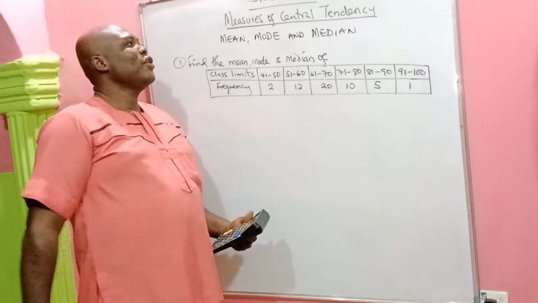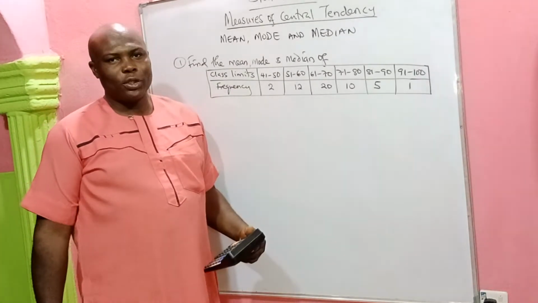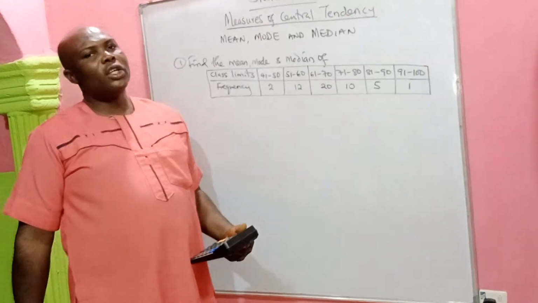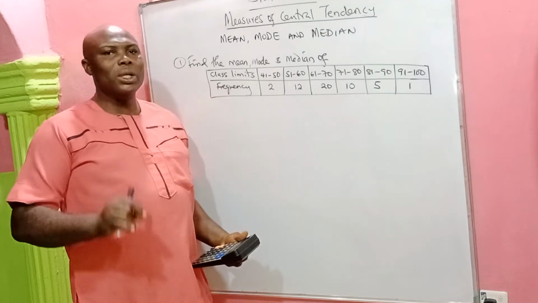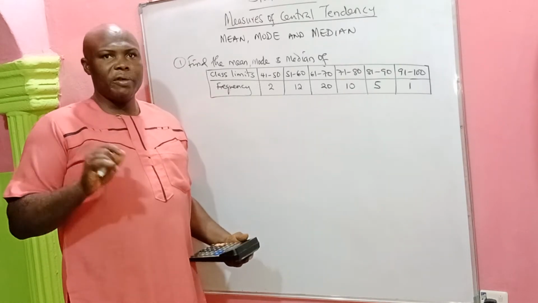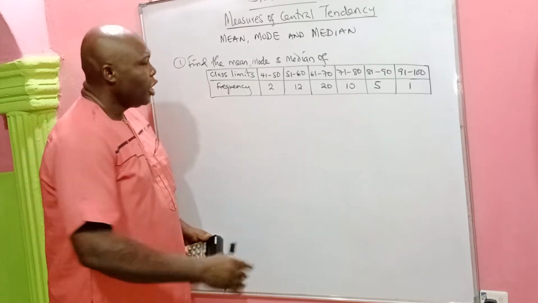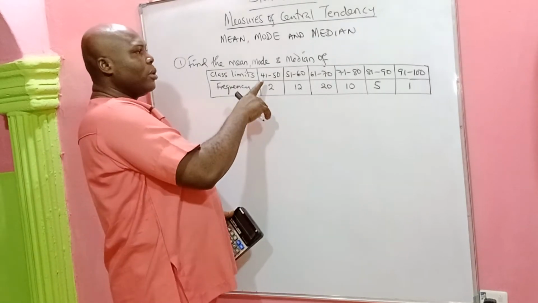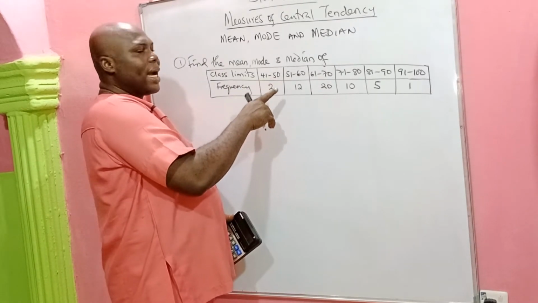And today we are going into statistics part 2, which is the measures of central tendency, mean, mode and median for a grouped frequency distribution table. If you look at the table here, you see that the table has been grouped. Alright, there is no precision.